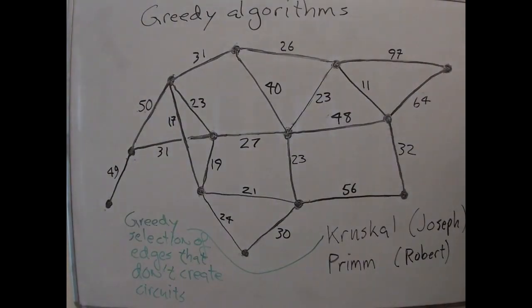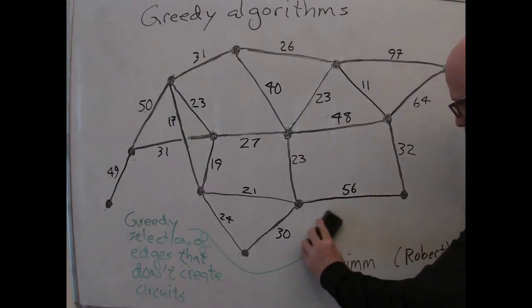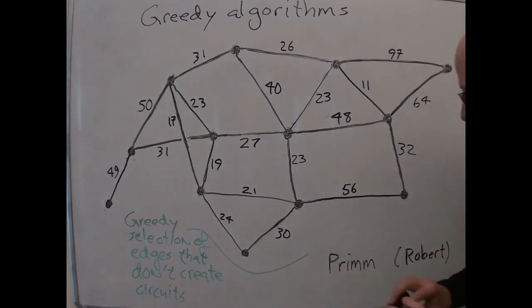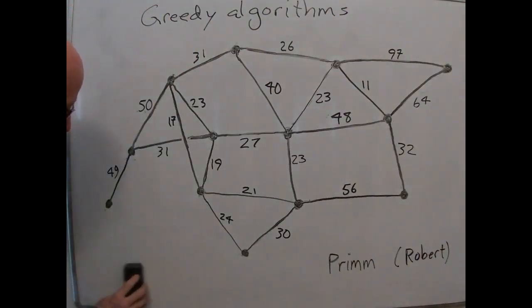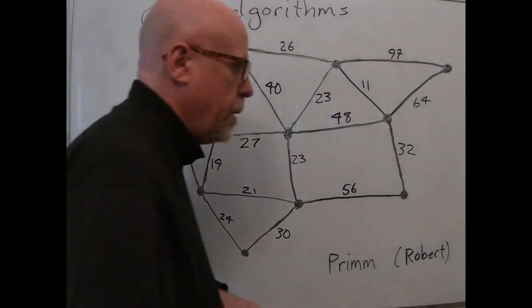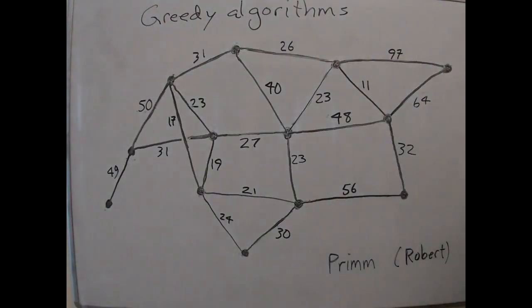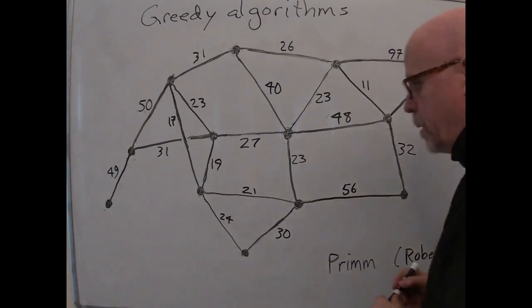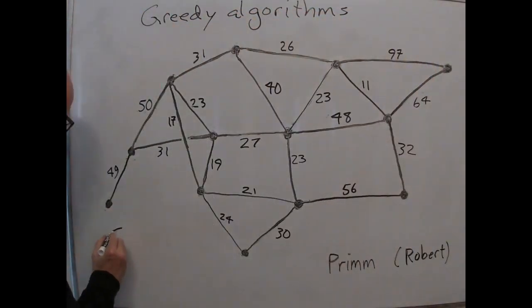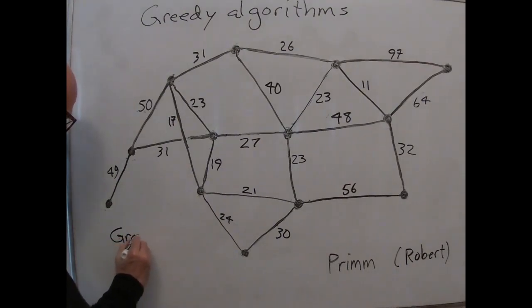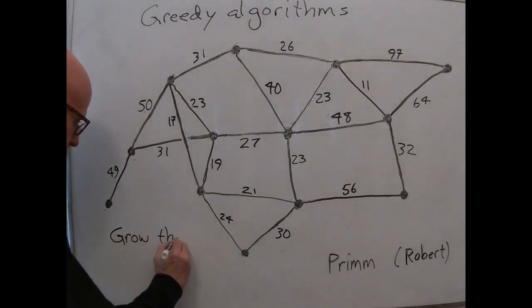All right, so that was the algorithm that Joseph Kruskal discovered for coming up with the minimal spanning tree covering a weighted graph. Then we'll look at Robert Prim's algorithm. And like Kruskal's, this is a greedy algorithm, but the emphasis is different. What goes on in Prim's algorithm is that you grow the tree in a greedy fashion.